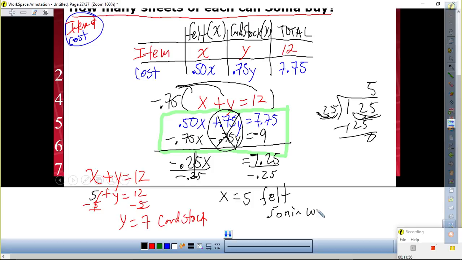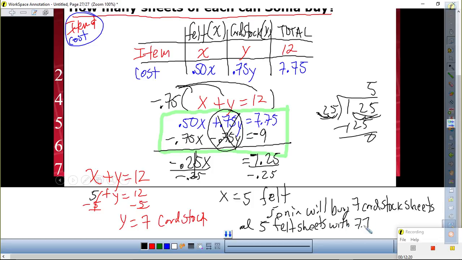Sonia will buy 7 card stock sheets and 5 felt sheets with, how much did she have? $7.75. Thank you.